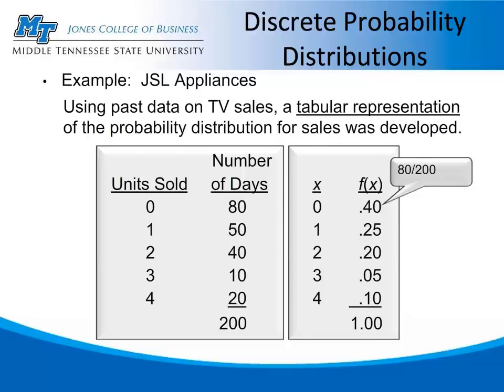Now the data that we're using to come up with the probability values was based upon sales over 200 days. On 80 of those 200 days, there were no televisions sold. On 50 of those 200 days, there was 1 television sold.